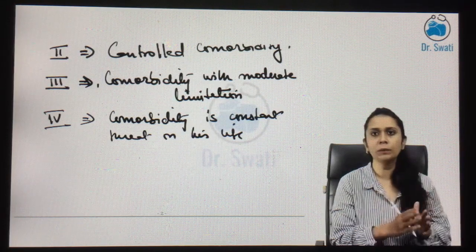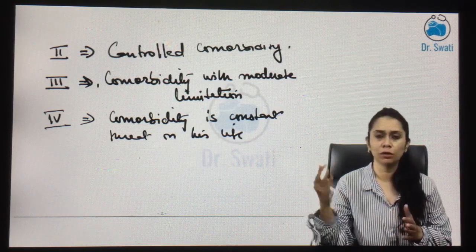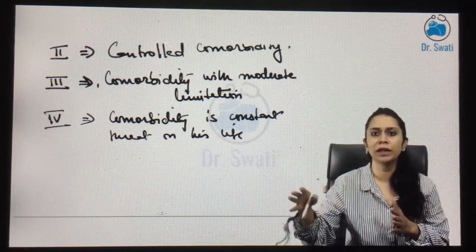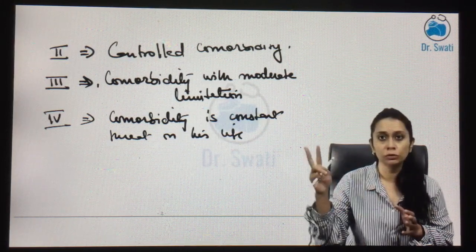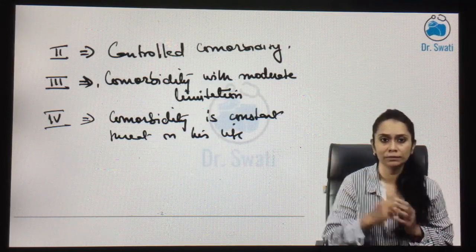Guys, comorbidity and always symptomatic: 4. Comorbidity and symptomatic on moderate activity: 3. Comorbidity with no symptoms: 2. No comorbidity: 1. Correct?